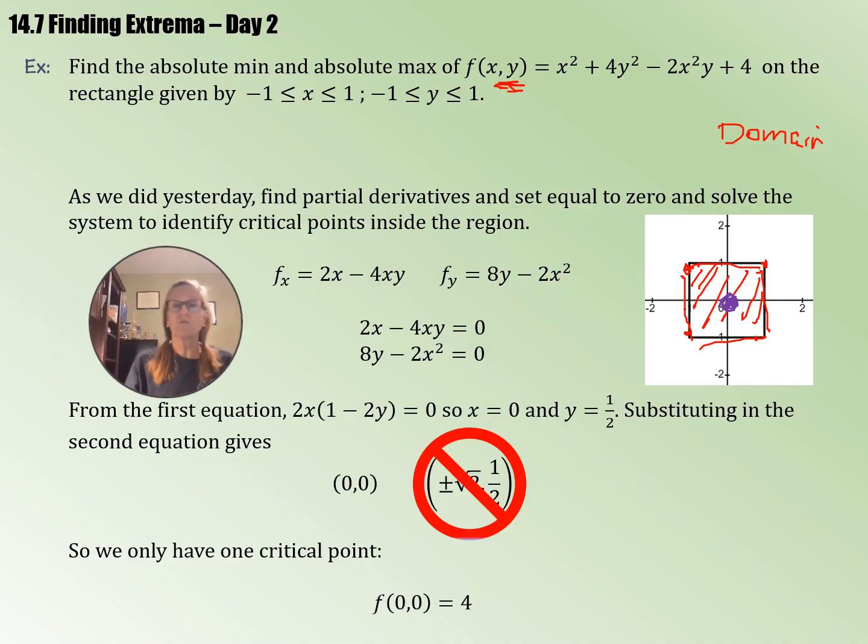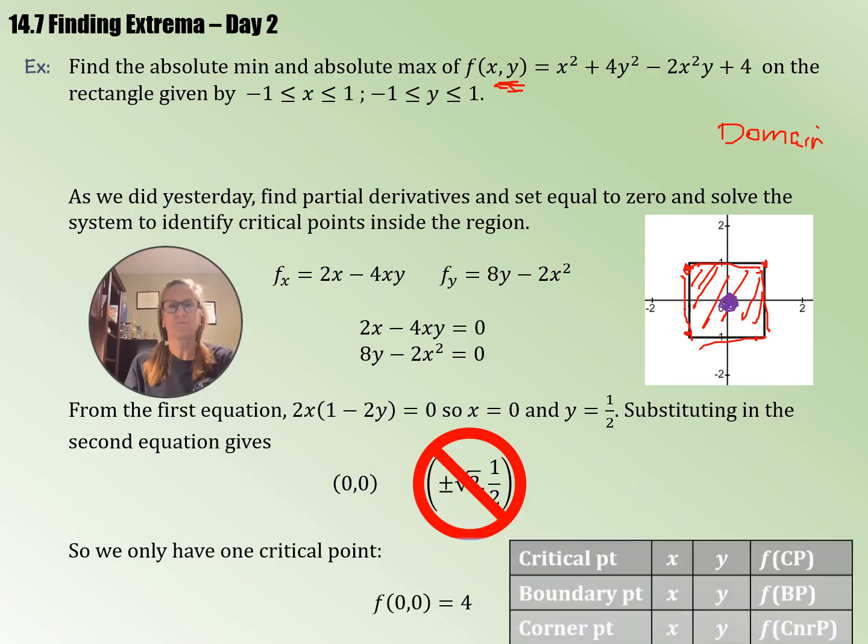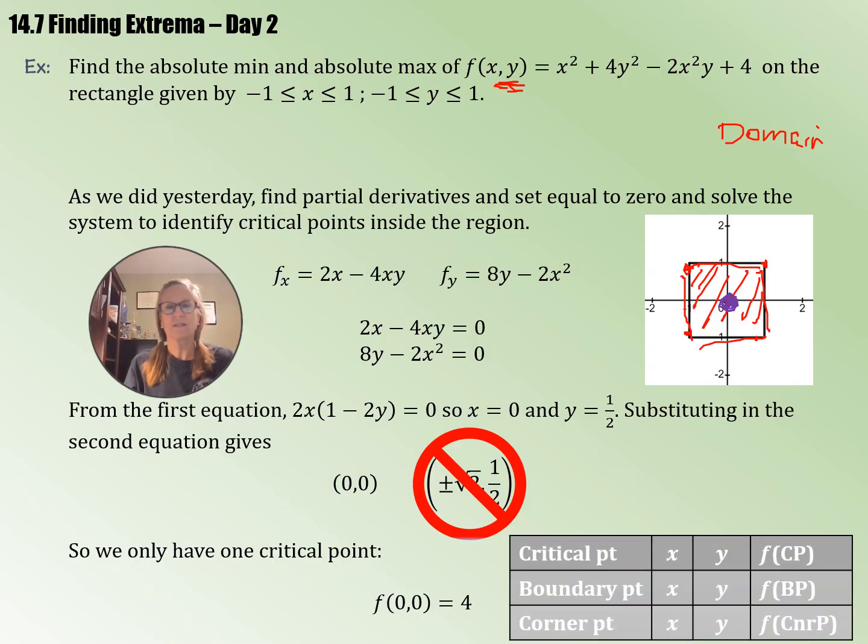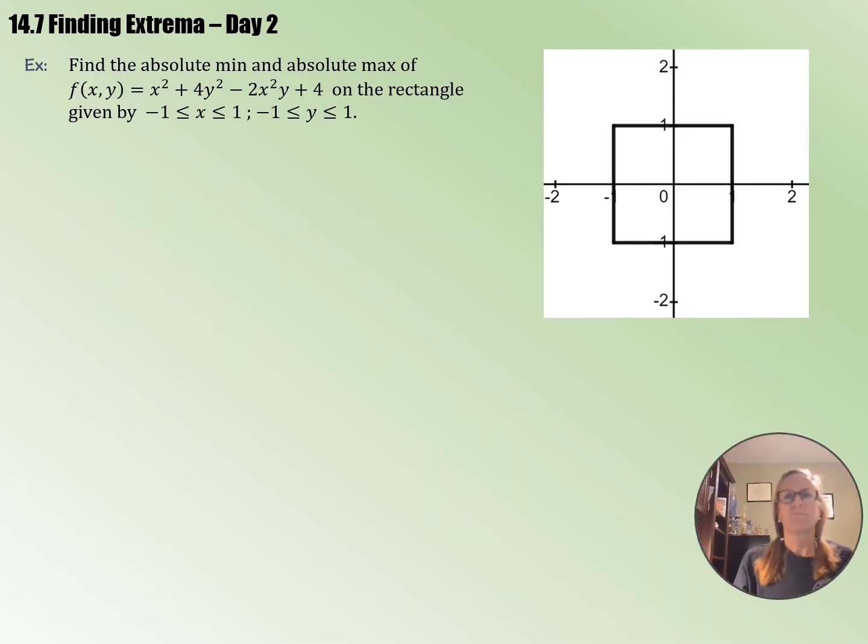So don't forget, we're going to do a lot of work around the boundaries. Don't forget that we have that original point already. We have one critical point with its height. All right, let's go to those boundaries. Critical points checked from the inside. Check. Got that one.